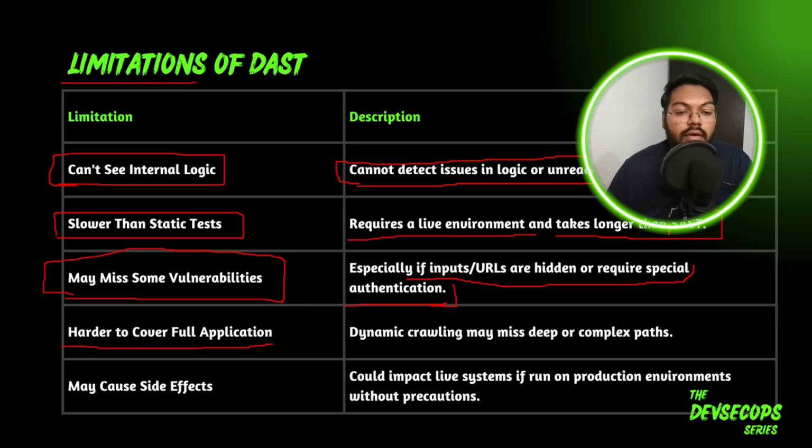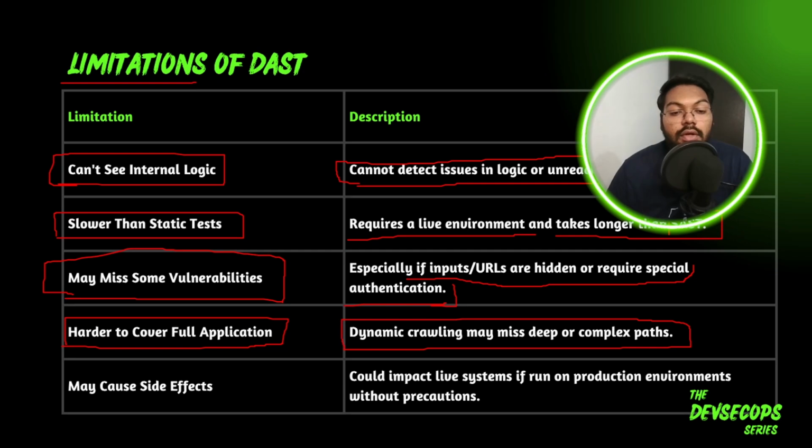Next is harder to cover the full application. As I already mentioned, dynamic crawling may miss deep or more complex paths. So here you will need to do some manual testing as well. Manually you can hit certain application URLs, and otherwise you would miss these out. So if there is a dialog box, and then there are input fields, and again there is a click button, it would miss those kinds of things. So that's why you need to try to do it manually as well using the same DAST tool itself, but automation would work in a different way and manual DAST would work in a different way.